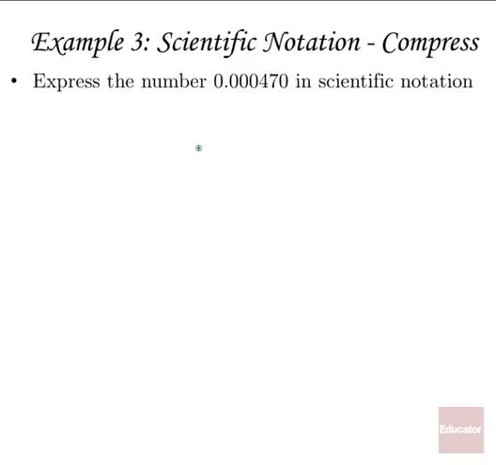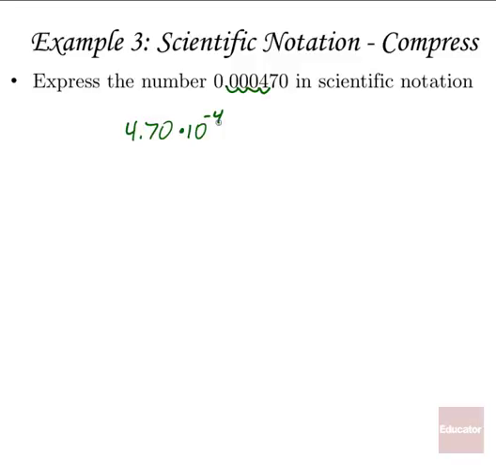How about here? Express the number 0.000470 in scientific notation. All right, well, we've got 3 significant figures, so 4.70 times 10 to the, and the power is going to be 1, 2, 3, 4 to the right, so 10 to the negative 4.